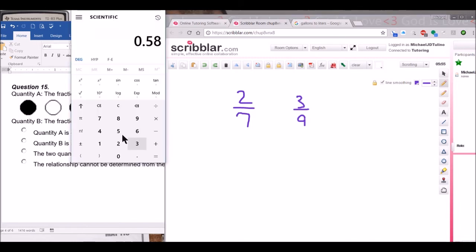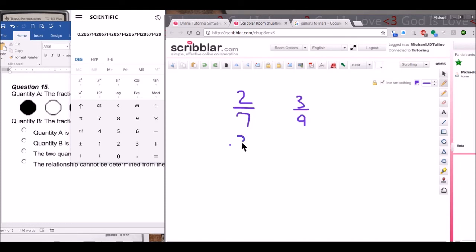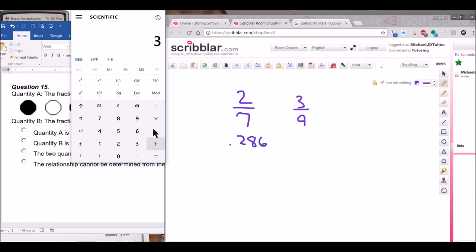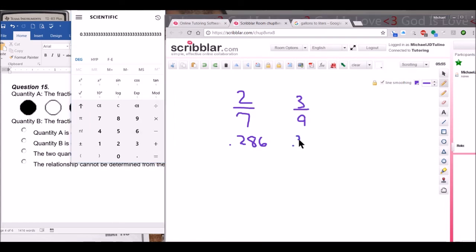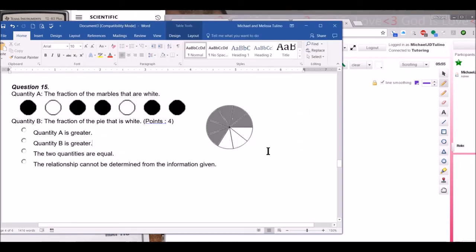So let's take a look here and do 2 divided by 7 is about 0.286. And then 3 divided by 9 is 0.3 repeated. Okay, so which means this pie piece here is going to have a greater value of white pieces. So quantity B.